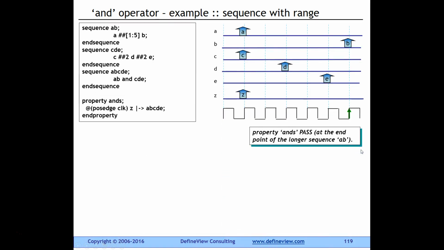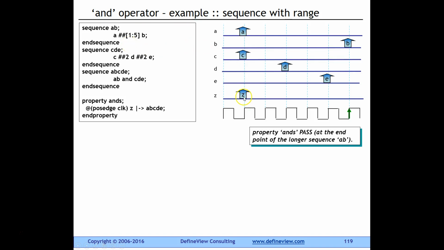Let's take some examples. So here's a very simple property. Property AND S says that at passage of clock, if Z is true, then ABCDE should hold. ABCDE says that AB and CDE should hold. It's an AND of two sequences. AB sequence says that A must be followed by B within 5 clocks, but CDE says that C, 2 clocks later D, and 2 clocks later E must follow. So it's a very simple property.